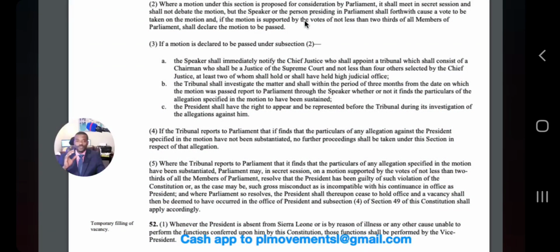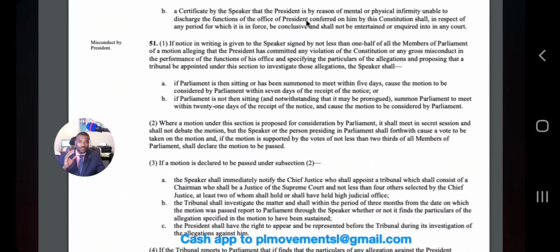Again, this is Section 51. I want to share with you guys misconduct by the president. If notice in writing is given to the speaker, signed by not less than one-half of all members of parliament, of a motion alleging that the president has committed any violation of the Constitution or any gross misconduct in the performance of the functions of his office, and specifying the particulars of the allegations and proposing that a tribunal be appointed under this section to investigate those allegations, the speaker shall, if parliament is then sitting or has been summoned to meet within 5 days, cause the motion to be considered by parliament within 7 days of the receipt of the notice.